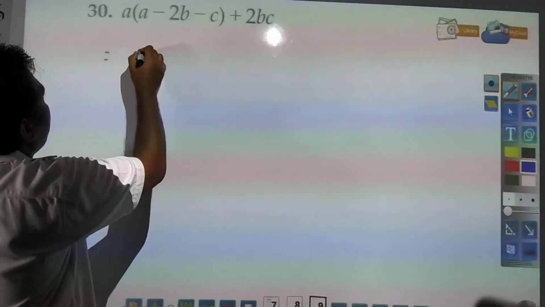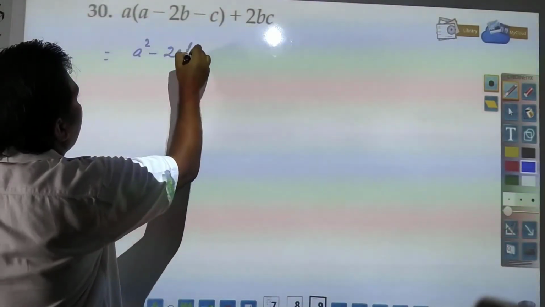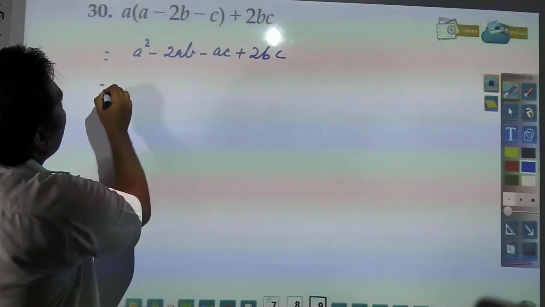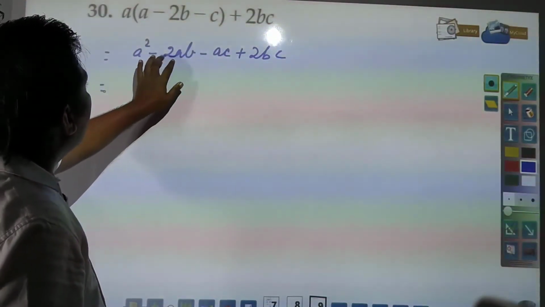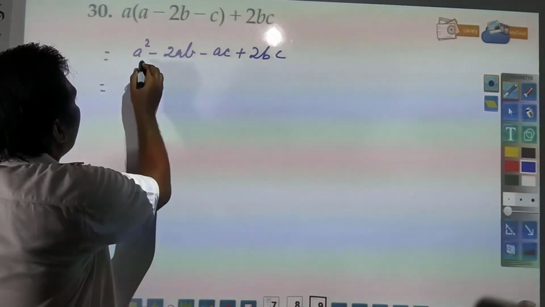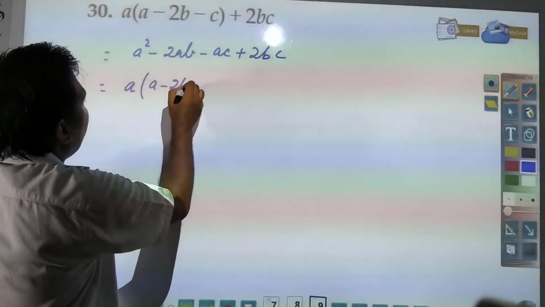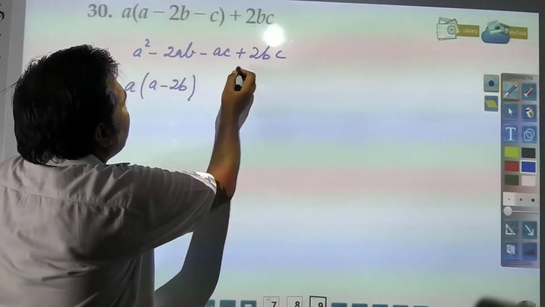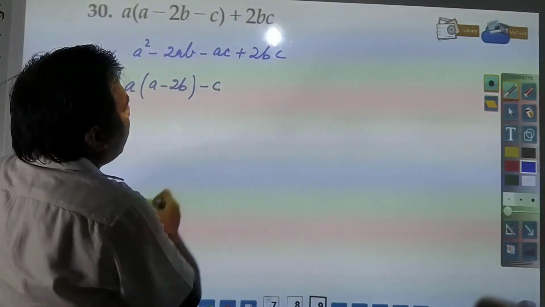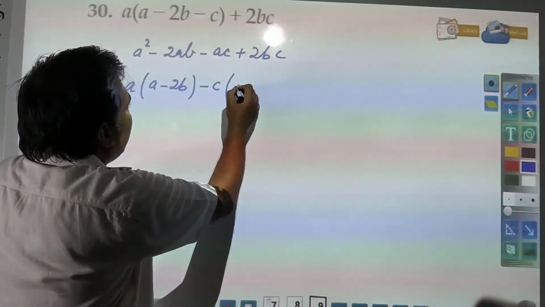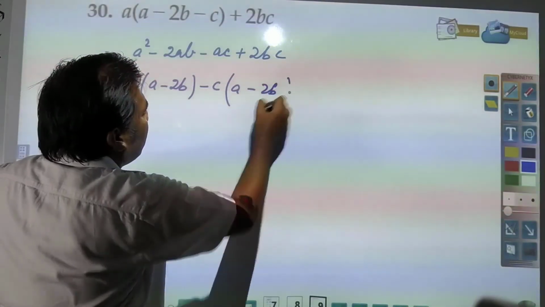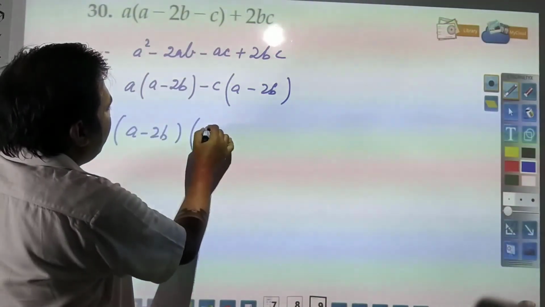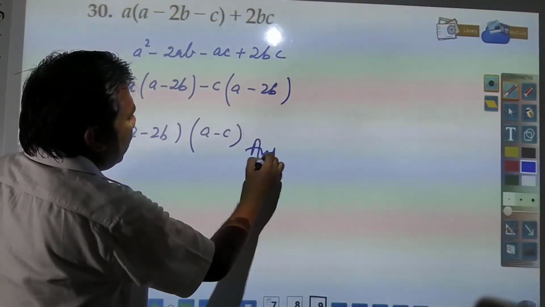So here you see a square minus 2ab minus ac plus 2bc. Now in these both terms what common we have? We have common a, so we will be left with a minus 2b, and here we have common c, so minus c we will take out, so that here you will get plus a and minus 2b. Now finally a minus 2b you have common and you will be left with a minus c, and this will be your answer.